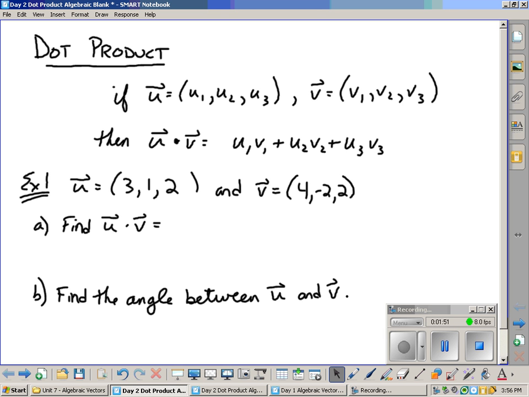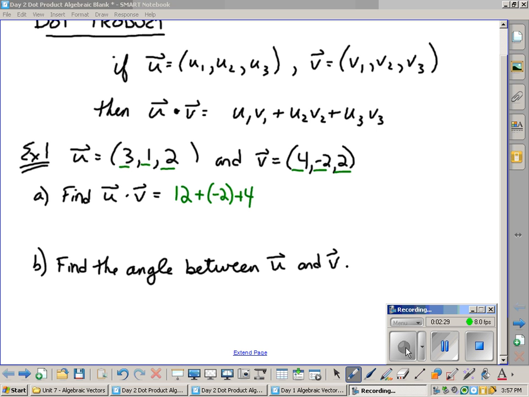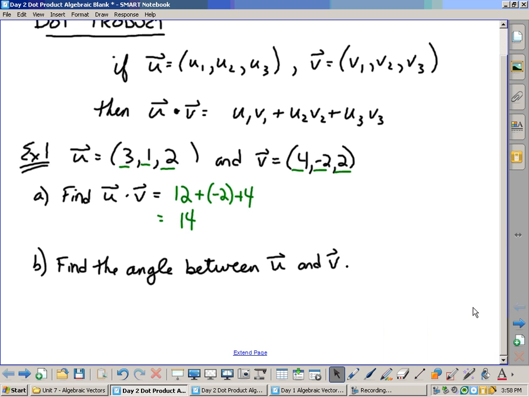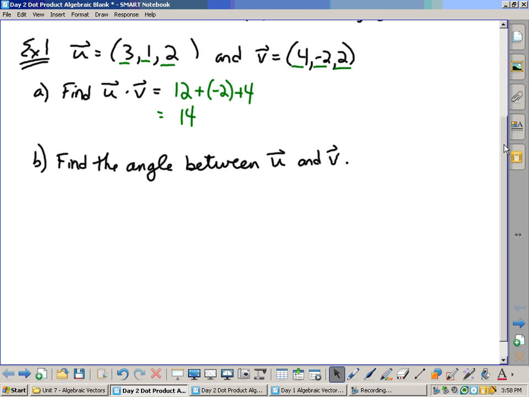So let's look at an example. In example 1, we have u is 3, 1, 2, and v is 4, negative 2, 2. And so if we're going to find u dot v, we're just going to multiply the x's. So it's 3 times 4, which is 12, plus 1 times negative 2, so plus negative 2, and 2 times 2 is 4. And then we'll just add these up. 12 plus negative 2 is 10, plus 4 is 14. And so then u dot v is 14. Now, that's as simple as dot product is. Just a matter of multiplying the x's, the y's, the z's, add them up, boom, you get an answer.